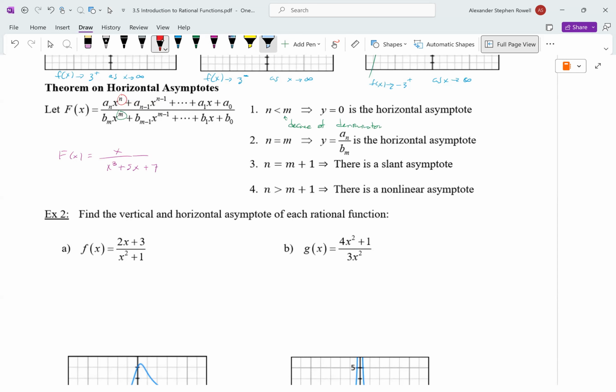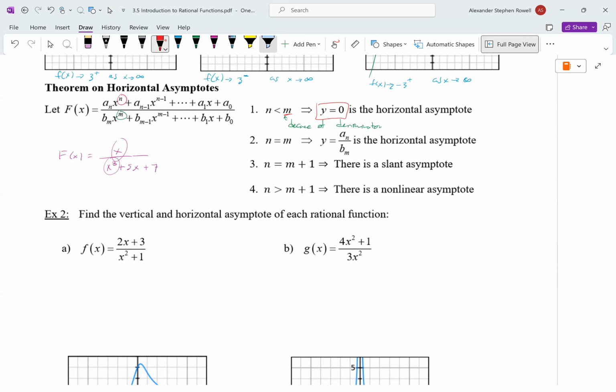Okay, so when I'm talking about far right behavior, as x goes to infinity, the only thing that matters is the lead terms, right? And which one's getting larger faster, x cubed or x? X cubed. So x cubed gets larger so much faster that this thing must go to 0. That's what this theorem is saying. If the degree of the denominator is larger, my graph must approach y equals 0.